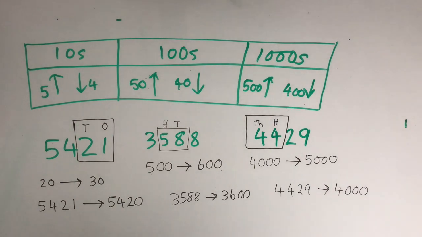Make sure whenever you're rounding, whether it's to the nearest 10, to the nearest 100 or to the nearest 1,000, you're really clear about the different rule that you need to use.